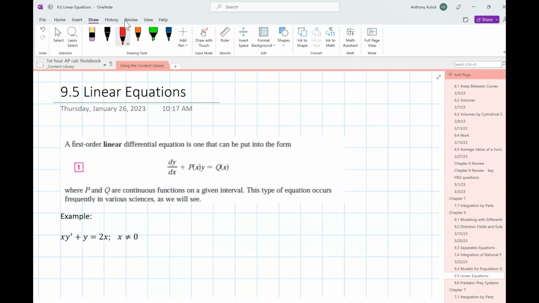Okay, so we're going to talk about a new type of differential equation that's not separable the way it's currently posed to us. These are called first order linear differential equations, where you can write it as y prime plus some function of x times a regular y variable equals some other function of x.